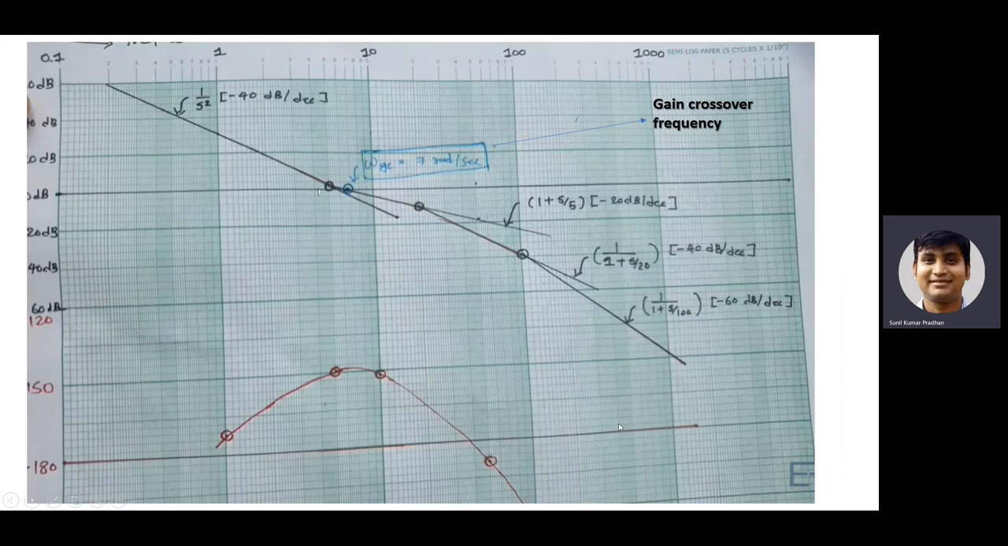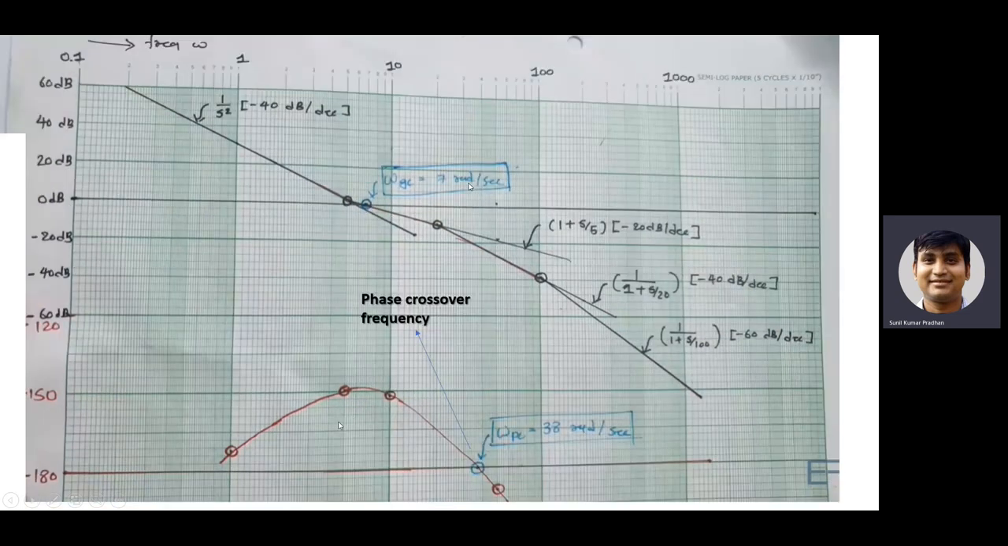Now, as I said, the gain curve touches the 0 decibel line. That point corresponds to your gain crossover frequency. So if you can see here, your gain curve touches the 0 decibel line somewhere here, and that point corresponds to, if you can see here, 7 radian per second. Similarly, your phase curve touches somewhere at the minus 180 degree line, so this point corresponds to 38 radian per second. Okay, coming to be 38 radian per second.